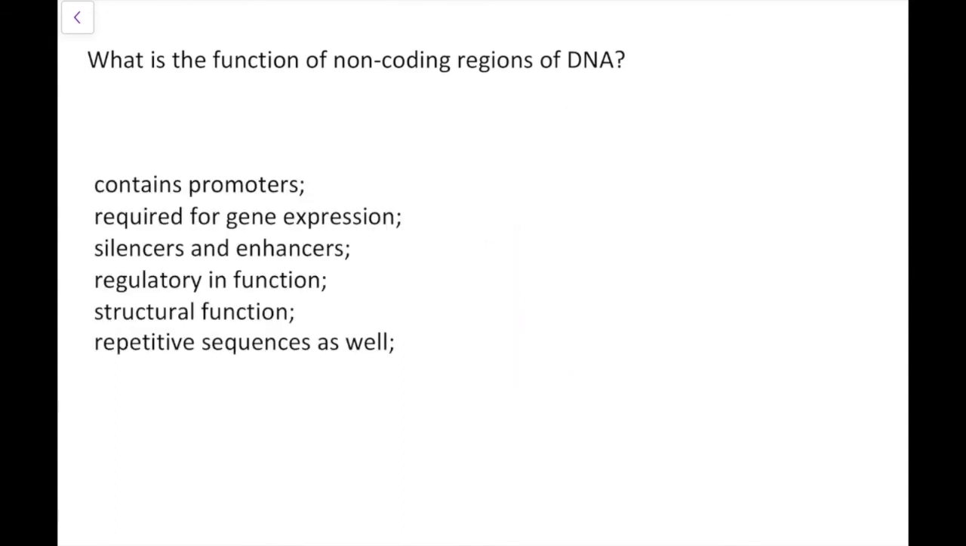So as a quick recap, the non-coding regions could contain promoters, which are required for gene expression, for using the DNA to make mRNA in transcription. There could be silencing and enhancing sequences which either reduce the use of the gene or increase it. And so we can say that these regions are regulatory in function.